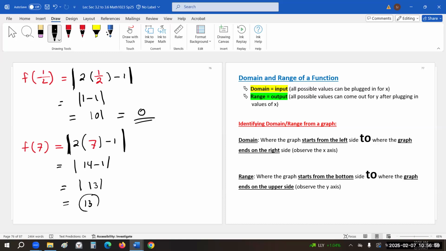So when we are talking about a graph, in order to find the domain, we look at the x-axis. In our function, what is the smallest x value to what is the largest x value? That's the domain. Similarly, for range, we look at the y-axis. In the graph, what is the smallest y value and what is the largest y value? We put them together in interval notation with a comma between them, and that becomes our range.